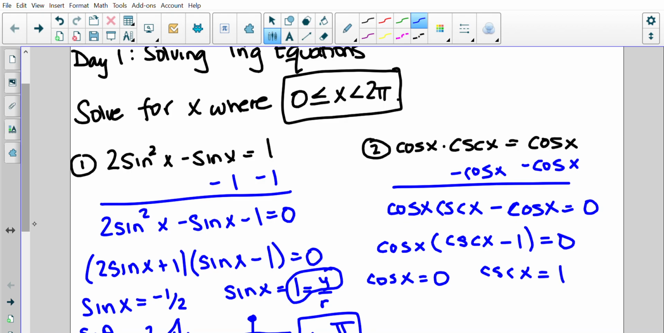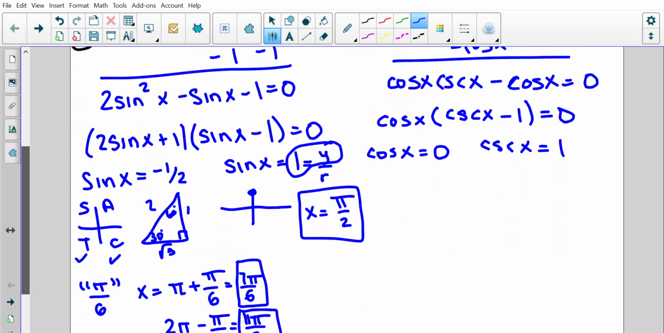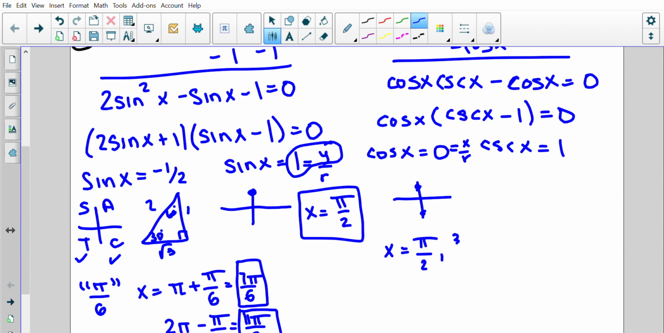Okay? So again, cosine x equals 0. That means that your angle has to be on the axis. Remember, cosine refers to your x variable. This is x over r. So wherever x is 0, which would be up here and down here. And so those angle measures again are pi over 2 and 3 pi over 2.